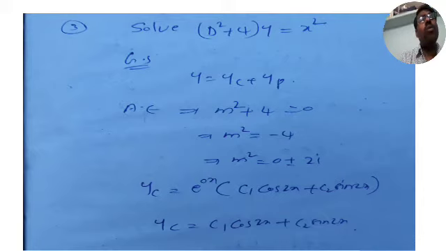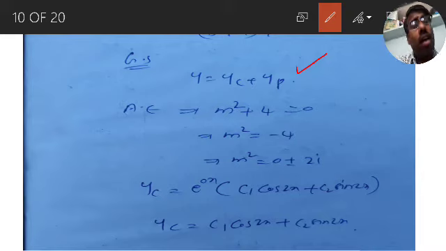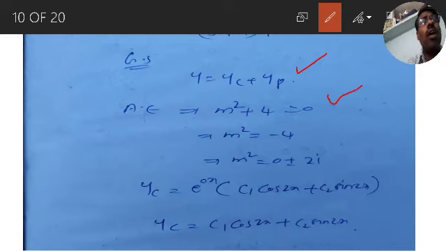And for a non-homogeneous differential equation, the general solution contains two terms, that is y is equal to yc plus yp. What is yc? Complementary function. What is a complementary function? It is the general solution of the corresponding homogeneous differential equation. So for the corresponding homogeneous, write right hand side 0, then write the auxiliary equation, that is m square plus 4 is equal to 0.